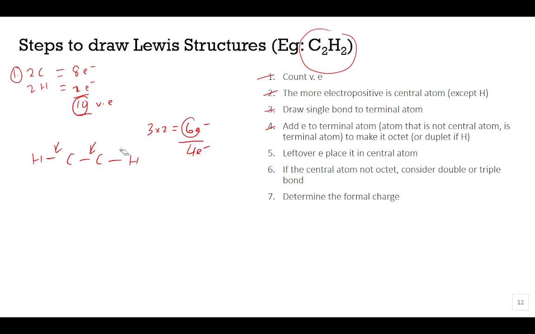So what we can do is put them like this. Okay, we have done this. Is the central atom an octet? 1, 2, 3, 4, 5, 6. So this one is not octet. This carbon is not octet, and this one is also not octet. So what can we do? Consider double or triple bond. So we need to move the lone pair from the central atom to this part. Okay, so let's do that.